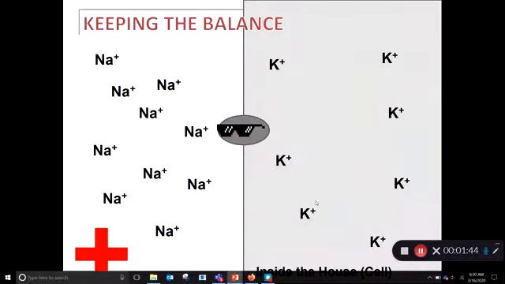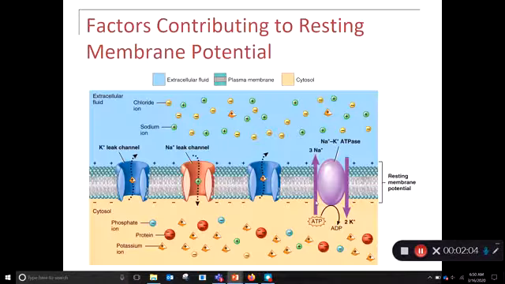Now, keeping the balance. This guy, right there, he does it very nicely. These are membrane protein channels. There are lots of them. There are multiple different types, all of which can be stimulated to be opened or closed and let in certain things or let out certain things. It just depends upon the channel. Now, here's a few of them right here.